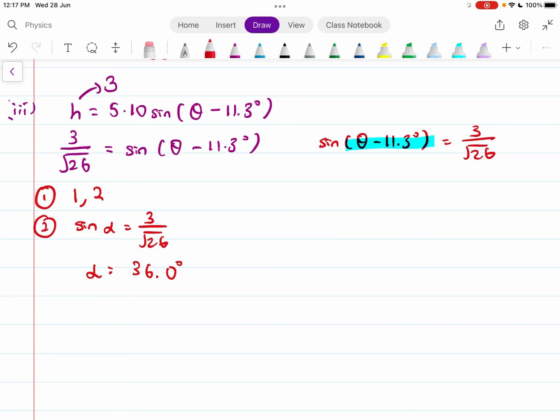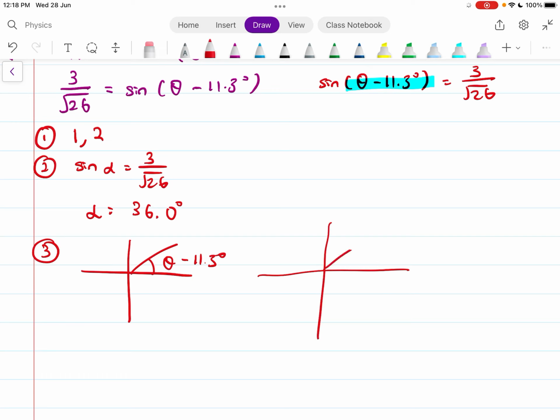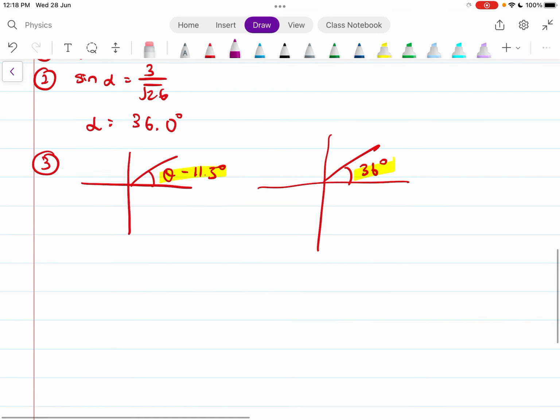Third step, draw. When you draw, we draw the first quadrant first. The first quadrant is theta minus 11.3 degree. Next, draw the basic angle, 36 degree. You can see this thing equates to 36, so you solve for theta. Theta minus 11.3 degree is equal to 36, so theta is equal to 47.3 degree.